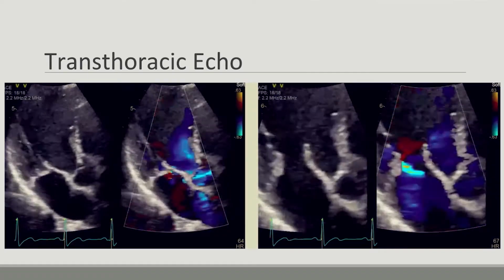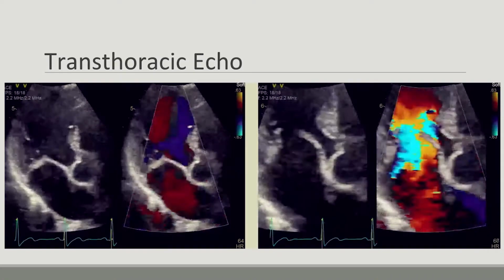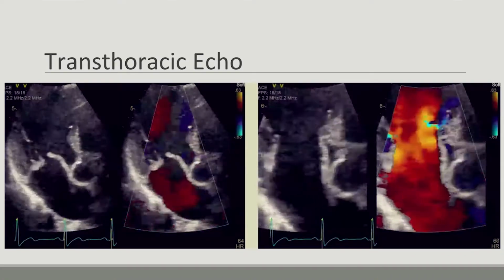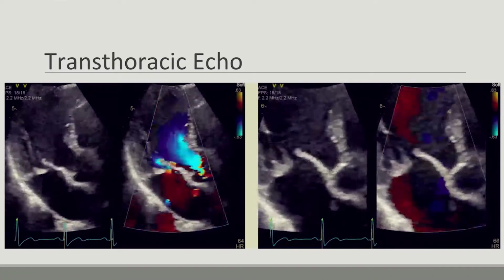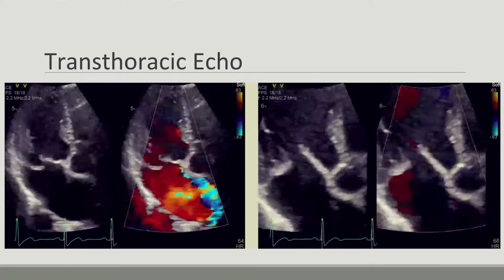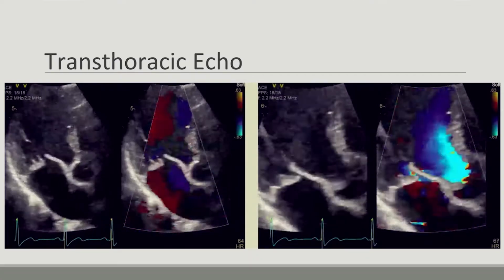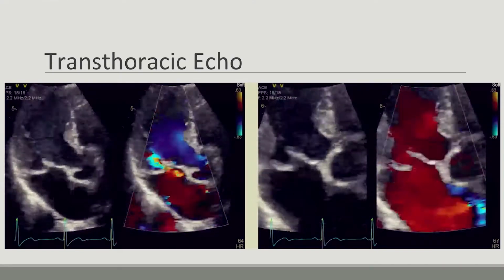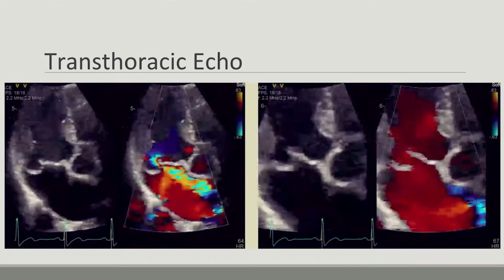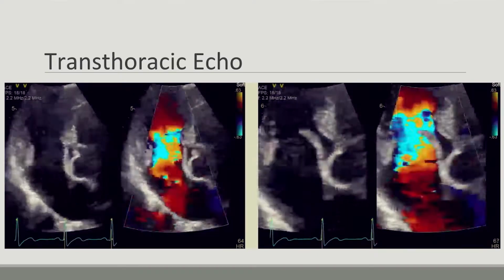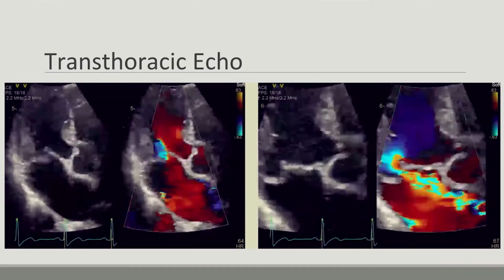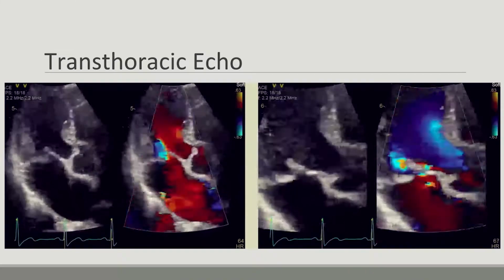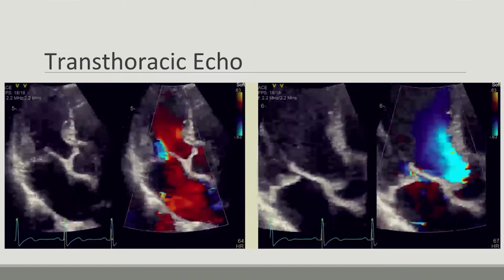I like the three-chamber view for many eccentric jets. It seems to be the easiest to tease out the whole jet. On the right, I've zoomed on the valve to perform PISA. Before even shifting my baseline, I can start to see a PISA hemisphere. I'm at about 63 centimeters per second. This is another clue that can lead your mind to severe MR. We didn't even need to change the aliasing velocity to bring out that PISA hemisphere.